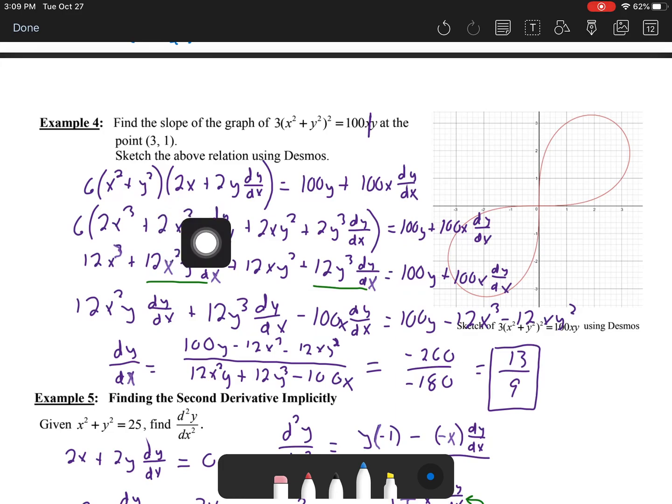Now up here, in order to get all the dy/dx terms together, and if I'm doing a product here, I'm going to have to FOIL this out and just combine any like terms.